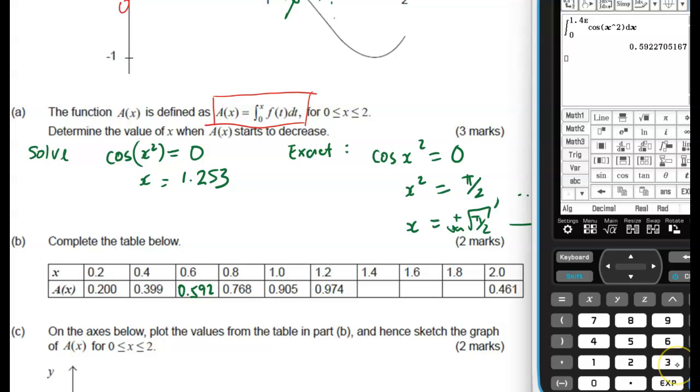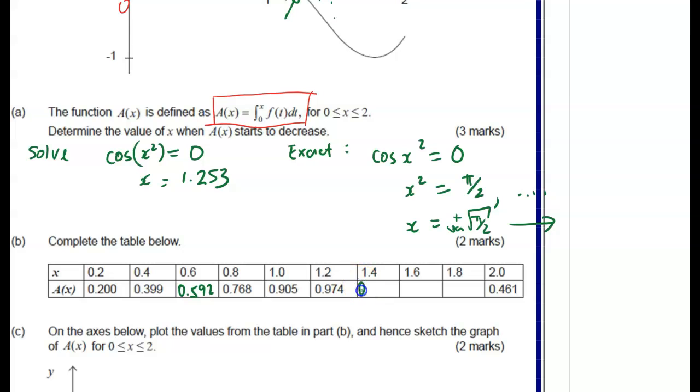So change to 1.4. Whoops. So 0.950. And I'll let you finish that off.